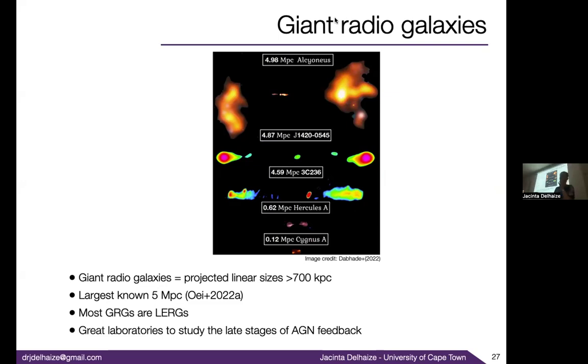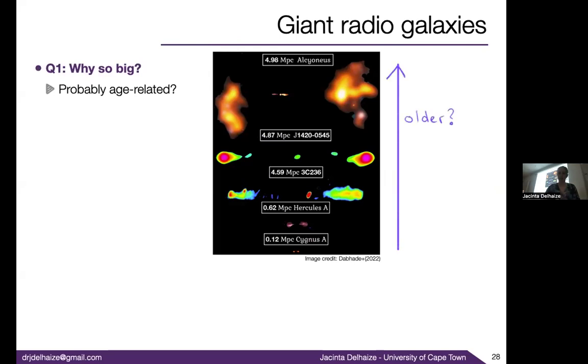Okay, so if we think that the jets are growing outward with age, then one theory is that the giants are actually the oldest radio galaxies. They've had enough time to grow to those massive sizes. And so, yeah, that might be why they're so big. But surely there are other components that come into play.